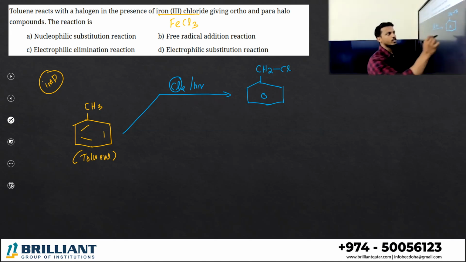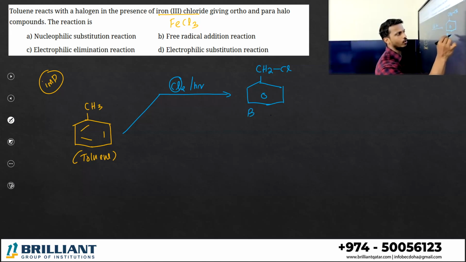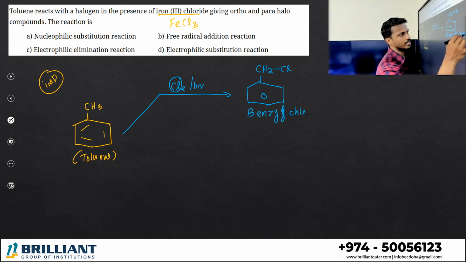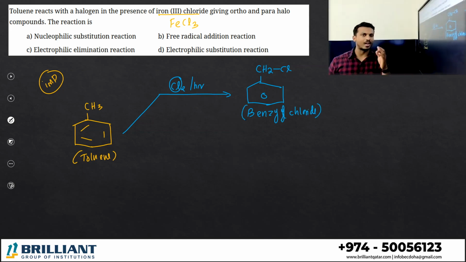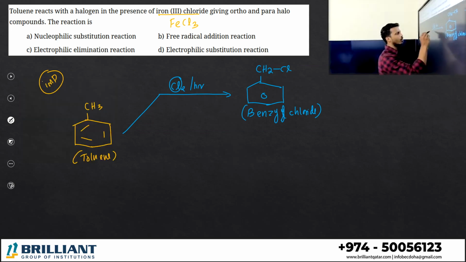So what is this compound called? Benzyl chloride. Benzene with the CH2Cl is called benzyl chloride. So keep in mind, when toluene reacts with the halogen in presence of light, the mechanism is free radical based. Therefore, free radical substitution.